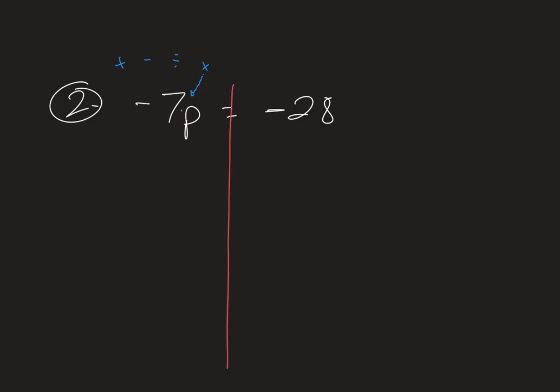So we ask the question, can we simplify that side? And the answer is no, because we don't know what p is, and that's about the only thing happening. So we're going to divide each side by -7, because division is the opposite of multiplication. That leaves us with p equals 4.